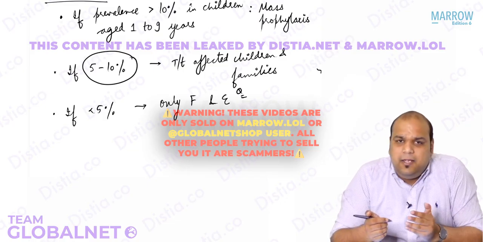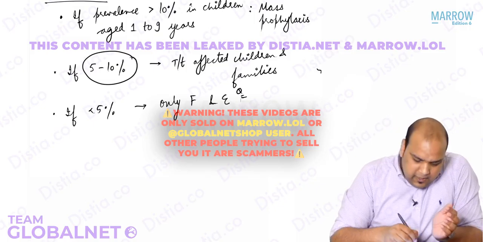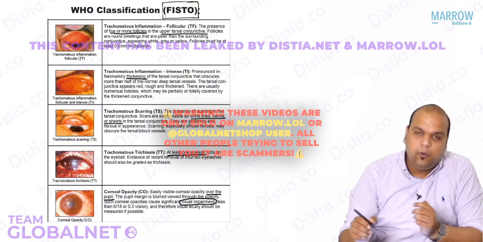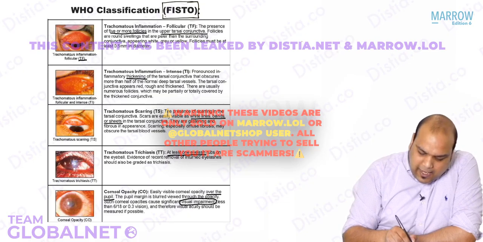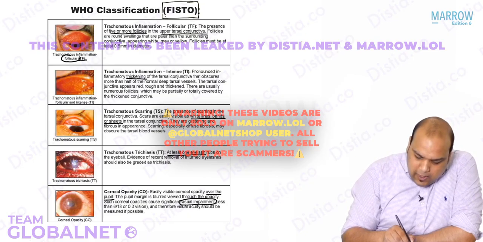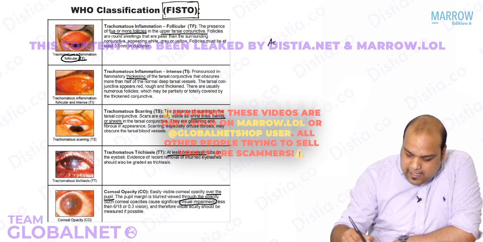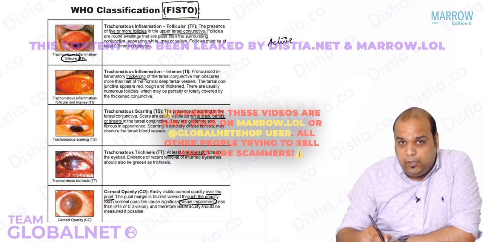Done? Now, lastly, to finish the topic of trachoma, we should know the classification of trachoma, which has been given by WHO, which is popularly called the FISTO classification. FISTO. 5 stages, everybody. Let's see the first stage. TF, trachomatous follicular inflammation. First of all, what will form? Follicles. This is in the active stage. So 5 or more follicles should be there.